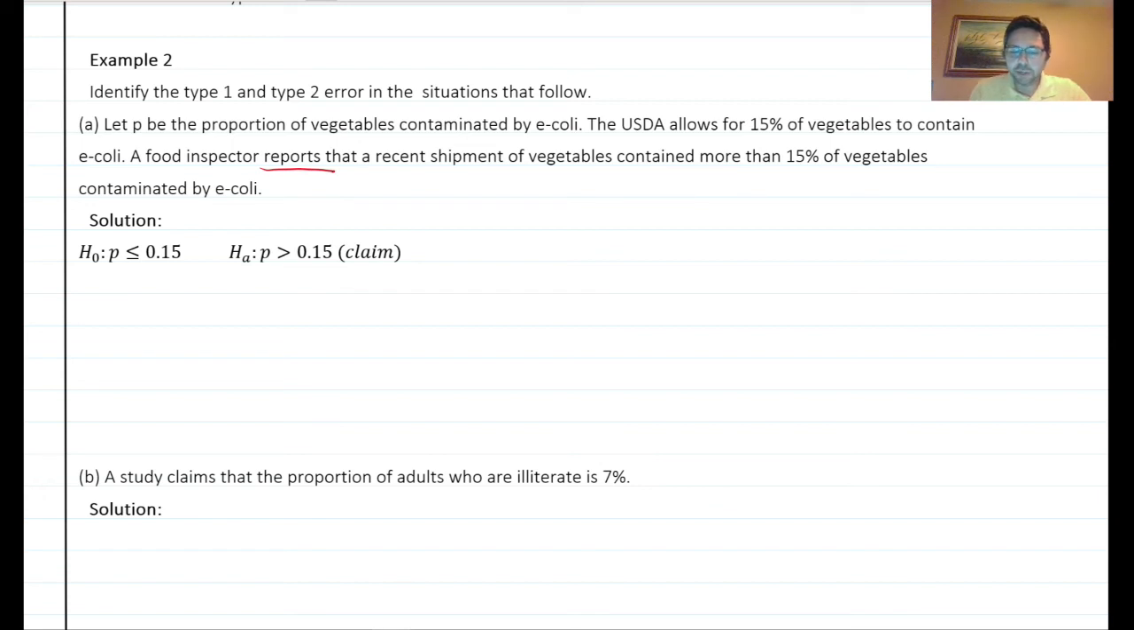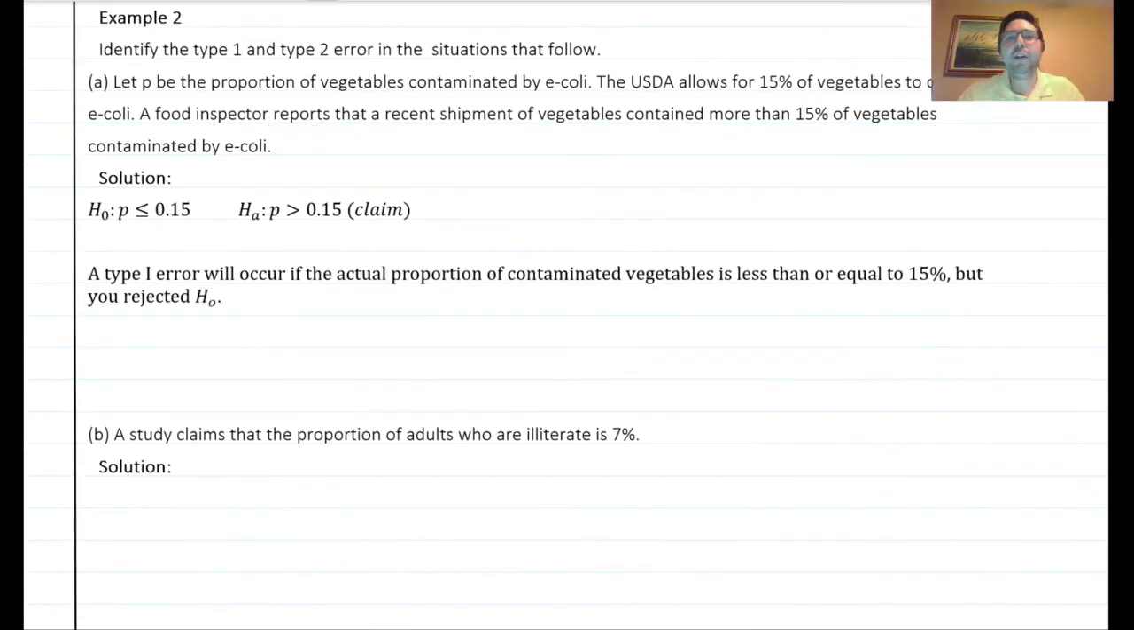Someone reported that it contained more than 15%, so that means it's greater than 15%. That's a claim, right? So our claim is that it's greater than 15%. Greater than is a statement of inequality, so that belongs to our alternative. And for a proportion, remember that if it's a percent or a decimal, you use p for that. Which means that our null hypothesis has to be the opposite of that, which is less than or equal to.